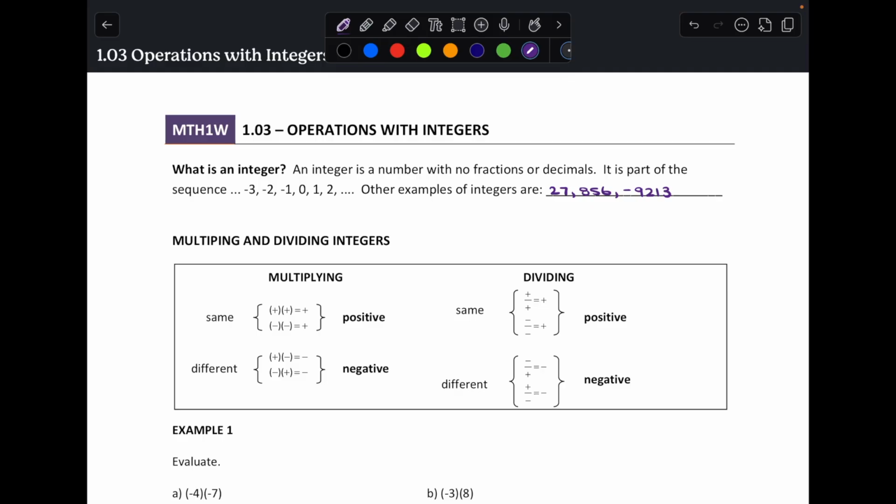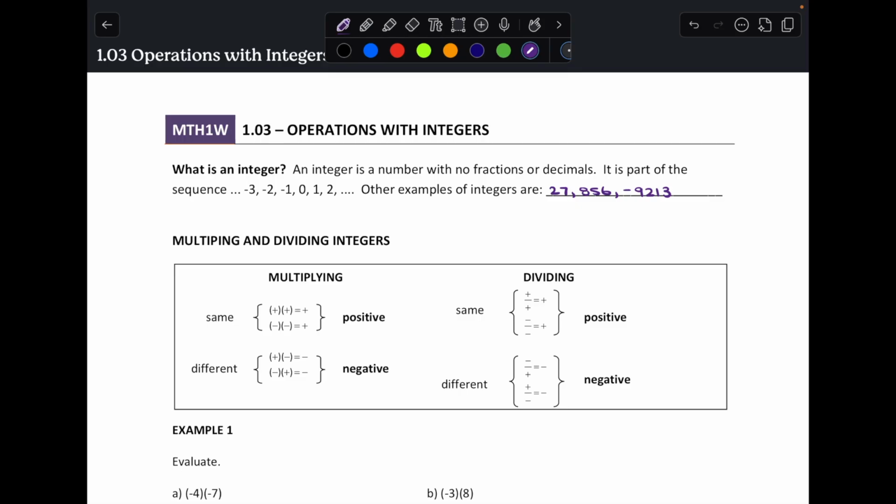When we're looking at multiplying and dividing integers, when we are multiplying, if we're multiplying a positive by a positive, it's going to equal a positive. If we're multiplying a negative by a negative, it's also going to give us a positive. So if we see that it is the same, we are going to get a positive answer. If it is different, so if we're multiplying a positive by a negative or a negative by a positive, we are going to get a negative answer.